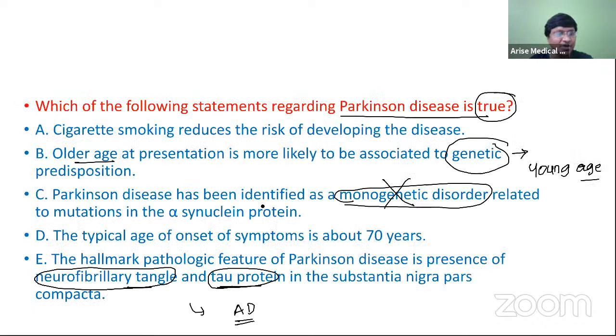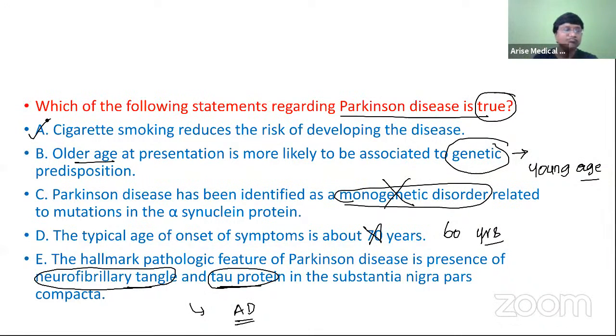So option D is also a wrong statement. What is the answer which is left now? Very good, Shahid Afridi and Benjet. The answer is A. Cigarette smoking reduces the risk of developing the disease.